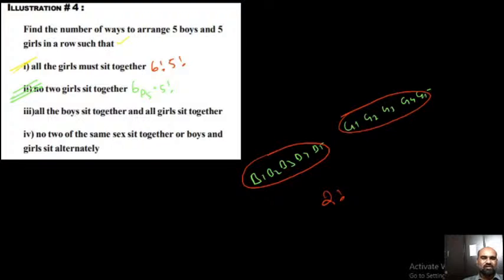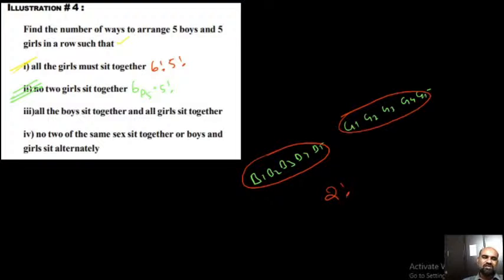Only 2 factorial. But the important thing is among all the 2 factorial, B1 here only, B2 here only, B3 here only, G1 here only, G2 here, their places can change. Boys can change their places in 5 factorial ways. Girls themselves can change their places in 5 factorial ways. So total operation is 2 factorial into 5 factorial into 5 factorial. Students, important model. What happened? First of all, all boys are taken as 1 unit, all girls are taken as 1 unit. These 2 units themselves you can arrange in 2 factorial ways.